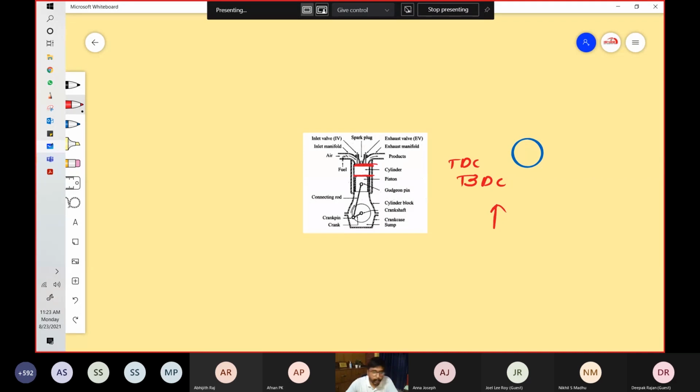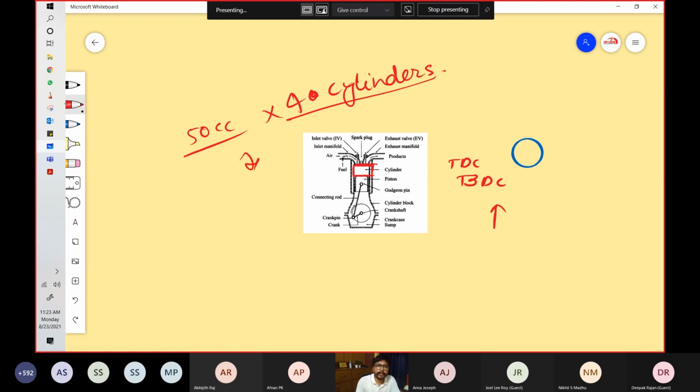Then we have the cubic capacity. Suppose this swept volume is, let's say, 50 cc, and there are four cylinders inside the engine. Then the engine capacity will be 50 multiplied by 4, and that will be 200 cc. So this is the swept volume, this is the number of cylinders. When you multiply these, it gives you the cubic capacity or the engine capacity.